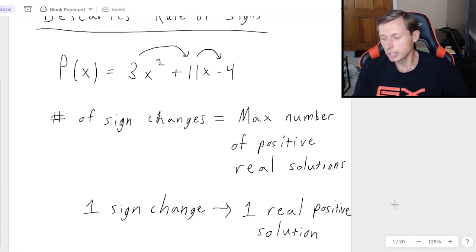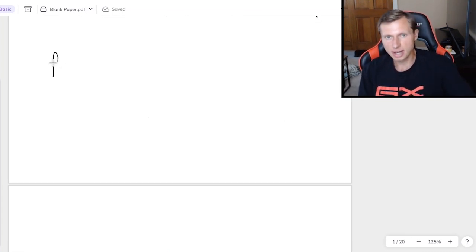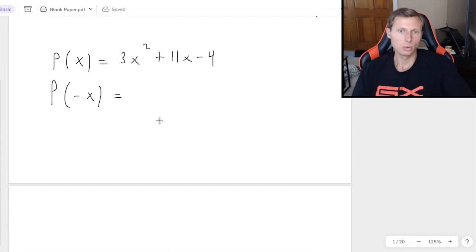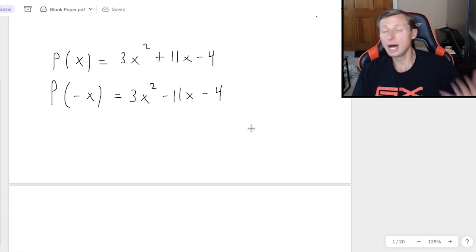And then it gets even more interesting, because he discovered that if I find p of negative x, I'll just tell you the shortcut. Whenever you have an x to an odd power, like 11x here, it switches the sign, so it's like minus 11x now. And then everything else with an even power of x stays the same, so still positive 3x squared. The constant will never change because that's like x to the 0 power, and 0 is an even number, but you can just remember the constant stays the same. And anything to an odd power, x to the first, x cubed, x to the fifth, that's going to change from positive to negative, or vice versa.